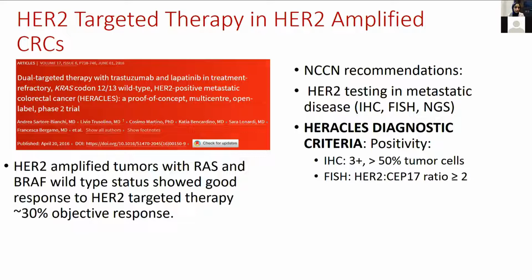And the Heracles trial also established diagnostic criteria for positivity of HER2 amplification in the context of colorectal cancer by using IHC or FISH. If you're using IHC, you'd expect the positivity to be a 3+ staining in more than 50% of tumor cells. If you're using FISH, the HER2 CEP17 ratio should be more than or equal 2 to qualify for anti-HER2 therapy.